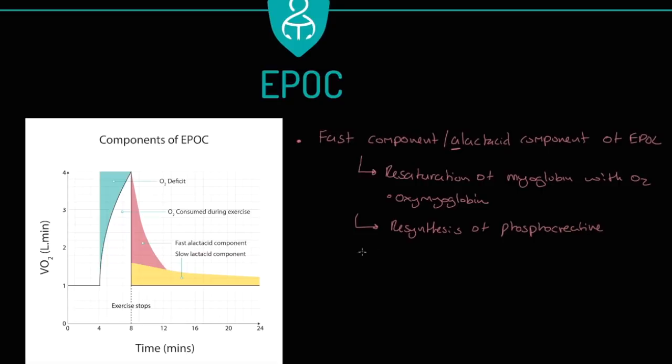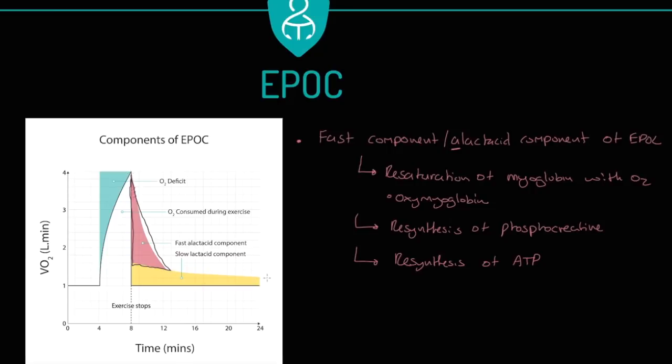And finally, we also get resynthesis of ATP. When we're talking about that, we're talking about the 2 to 3 second store that exists in all muscles. So we go through these processes, and these are the processes that are happening within that period I've just outlined really uglily.